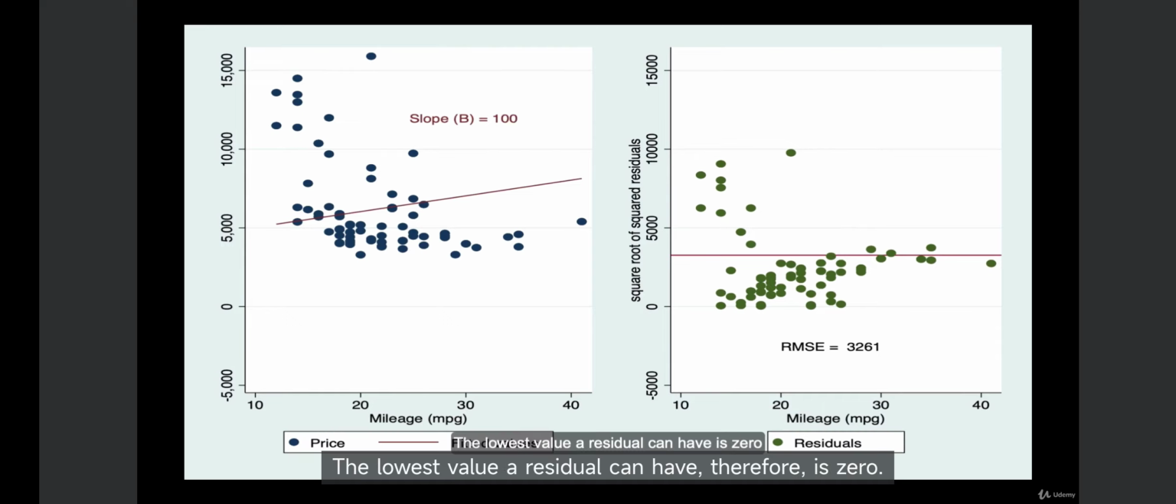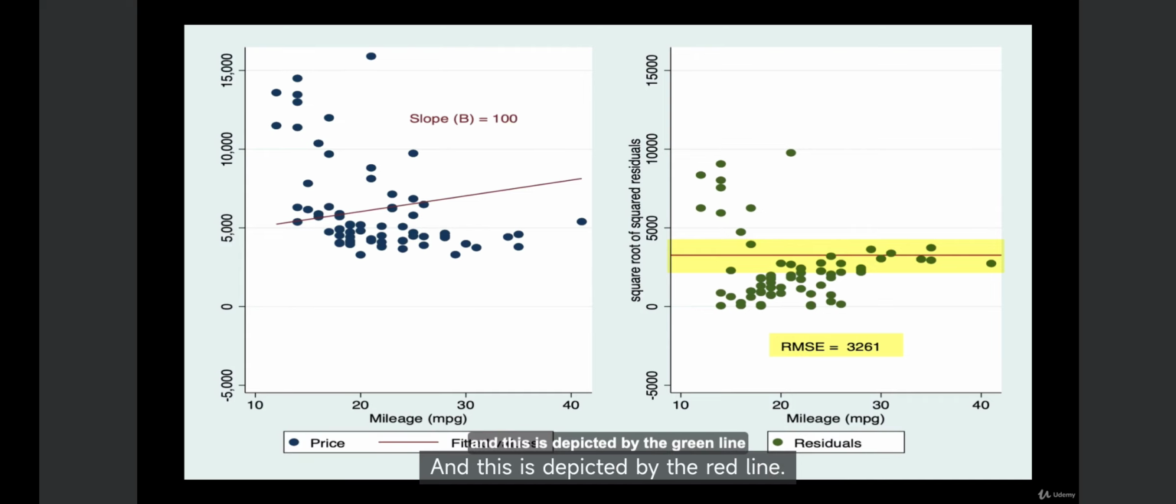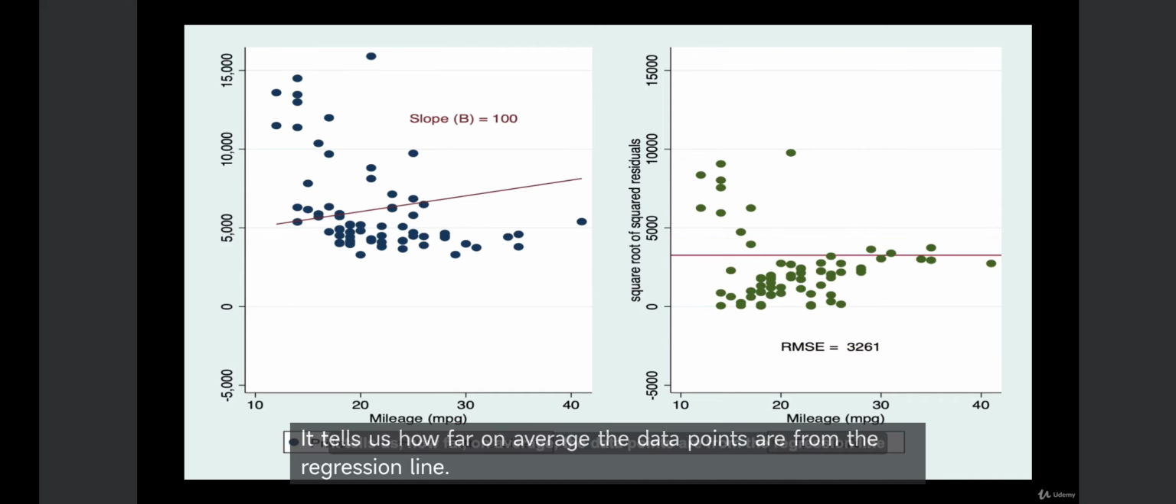The lowest value a residual can have, therefore, is 0. Higher residual values mean that the relevant data point is far from the actual regression line. The average of all these residuals is called the root mean squared error of the residuals, and this is depicted by the red line. It tells us how far, on average, the data points are from the regression line.